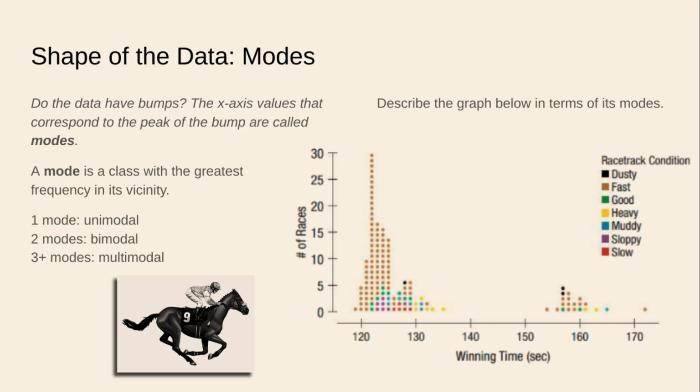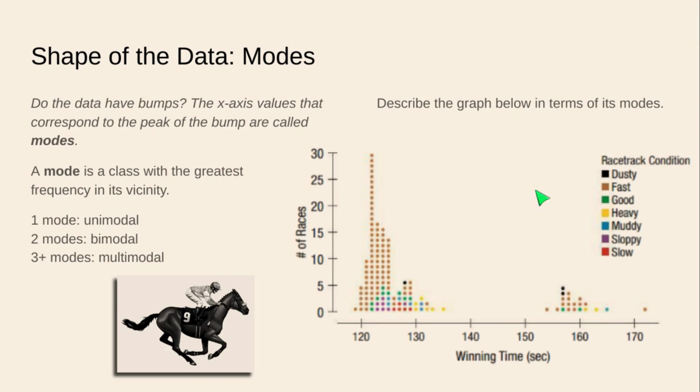So we're going to describe the data below in terms of its modes. We've already done that. There's a mode at 122 seconds, and there's a mode at about 157 seconds over here, and maybe, just maybe, a mode between 128 and 129 seconds, okay? Now, why might we want to consider this guy a mode right here? Well, the racetrack condition was not color-coded last time you saw this, but we do have a color coding this time around. You'll notice that everything over here, pretty much, except for a couple of exceptions, is brown, all right?